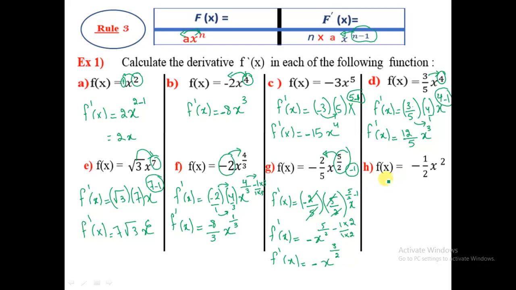In part H, f of x equals minus half x squared, then the derivative f prime of x equals: the coefficient will be multiplied by the power to get minus half multiplied by 2, x to the power 2 reduced by 1. So f prime of x is, 2 and 2 are cancelled, and we will have minus x to the power 1, which is minus x.